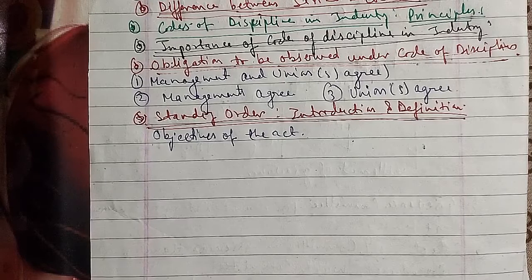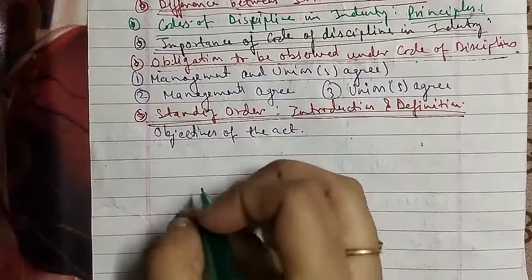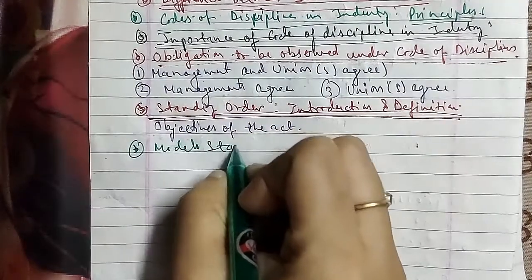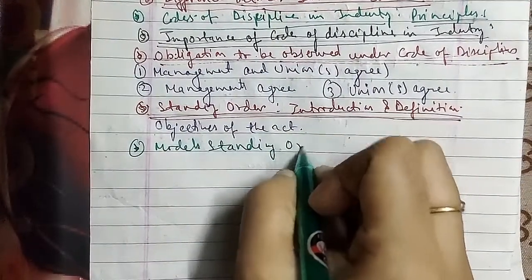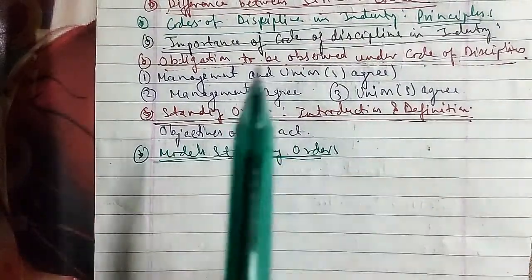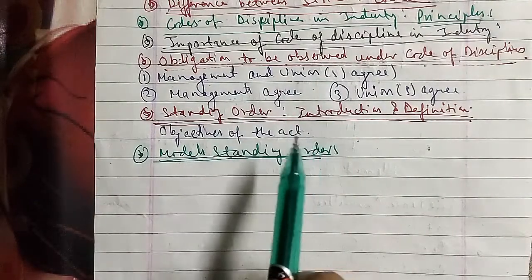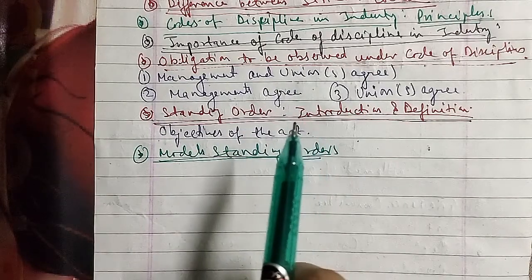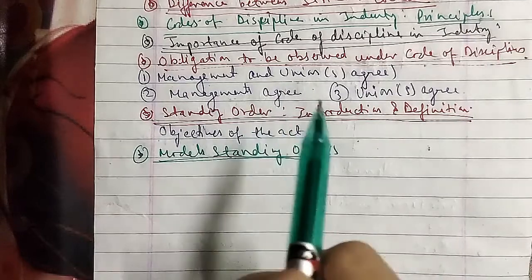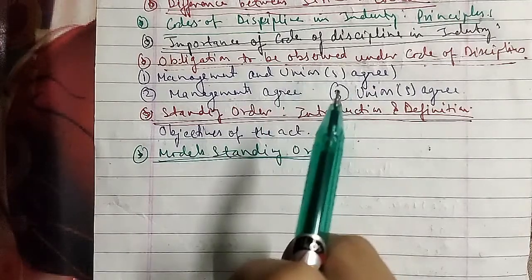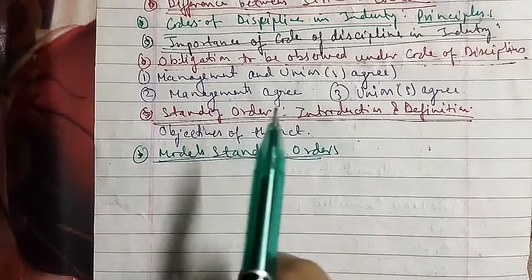We go ahead with the other one, which is model standing orders. Model standing orders include the following contents: classification of workers, publication of work time, holidays, pay days and wage rates, shift working, attendance and late coming, leave and holidays, casual leave, payment of wages, stoppage of work, termination of employment, disciplinary action for misconduct, suspension, dismissal, and complaints as well.